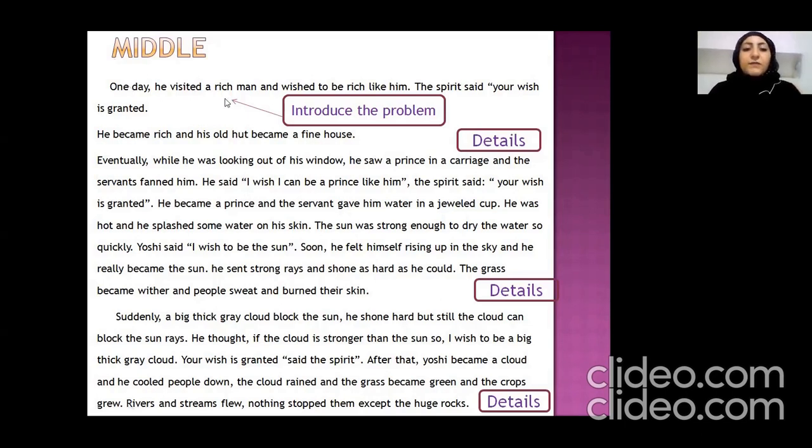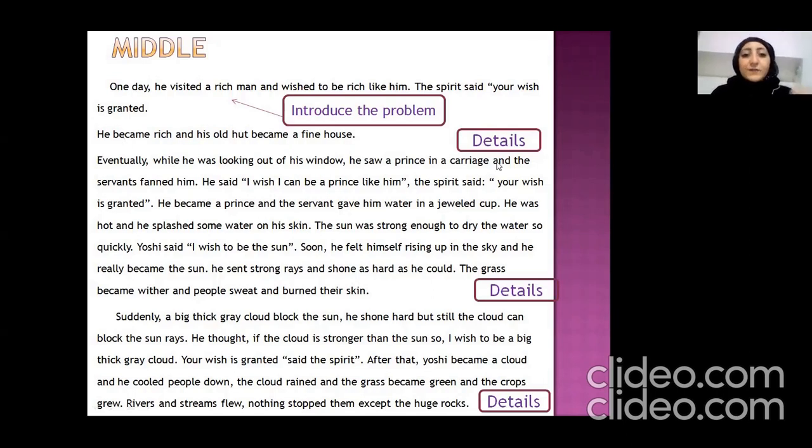One day he visited a rich man. If he wouldn't have visited the rich man, he wouldn't have wished to become rich like him, and the spirit wouldn't have changed him to anything. So that's the problem, or that's the main event in the story.